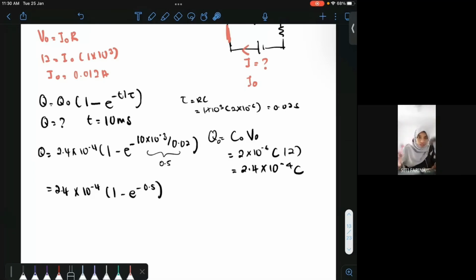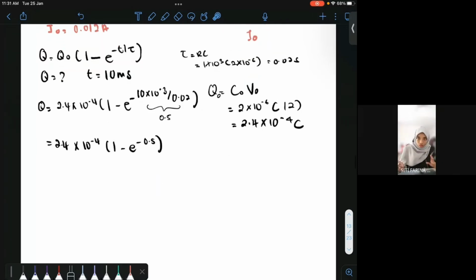Okay, yang penting keluarkan eksponen daripada kalkulator kamu. Eksponen, jangan lupa letak negatif and then baru your 0.5. You should get 0.606 and then 1 minus answer. 1 tolak dengan apa saja yang kamu dapat tadi. Okay, so you'll get 0.3934. Sekarang darab dengan Q naught kamu, which is 2.4 exponent negative 4.